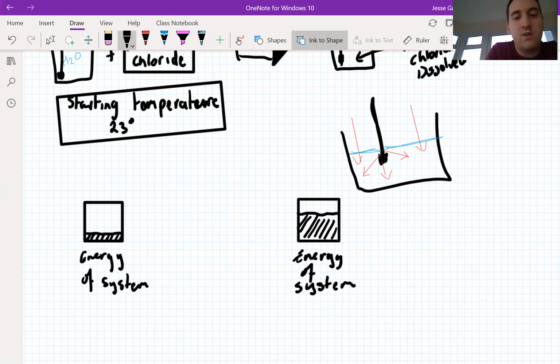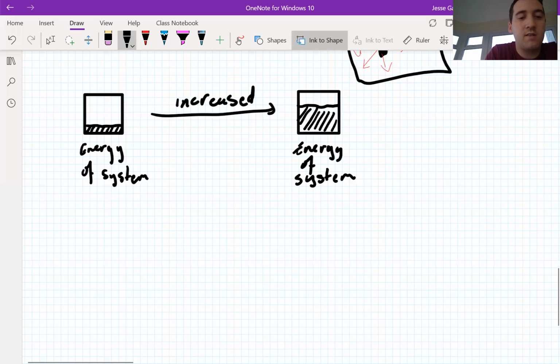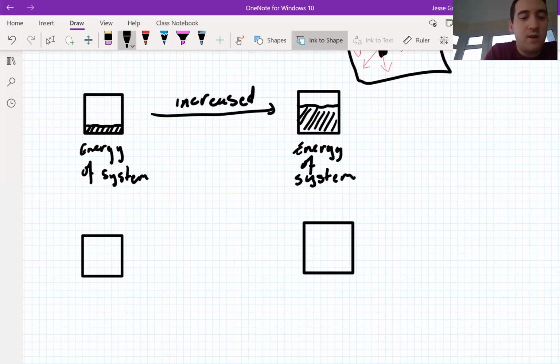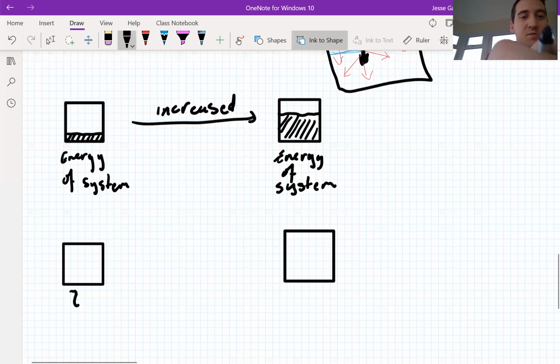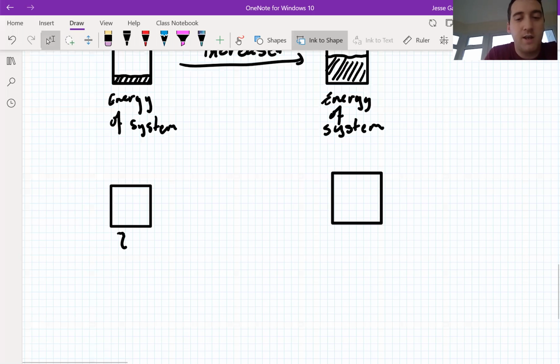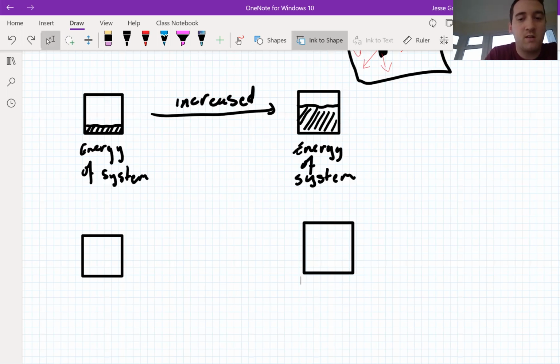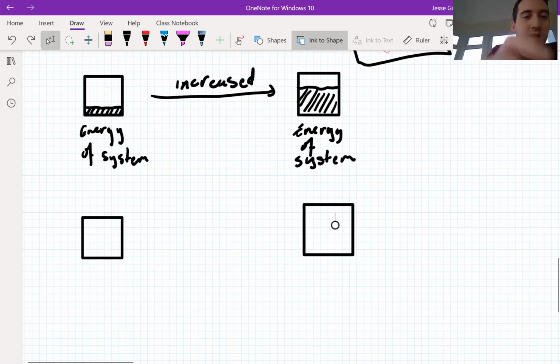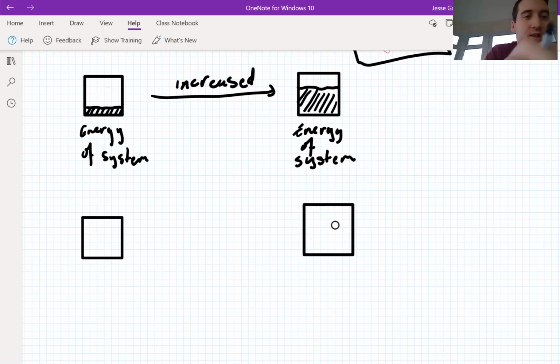We say the energy of the system has increased. What about the energy of the surroundings? Well, we know about temperature change. The energy of the surroundings, sorry, all those boxes are supposed to be the same size, by the way. I know they probably don't look it, but they're supposed to be. It's quite hard to draw on this.